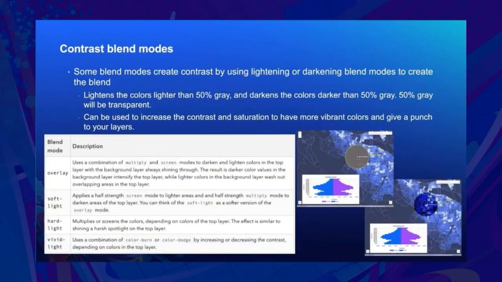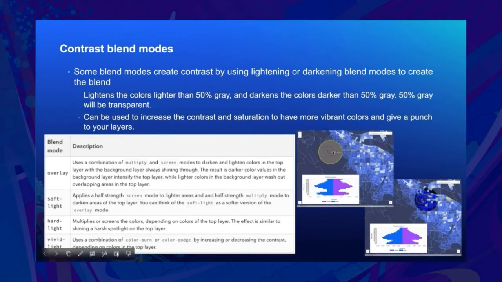So next, contrast blend modes. Contrast blend modes create contrast by both lightening the lighter areas and darkening the darker areas in the top layer by using the lightening or darkening blend modes we talked about so far. The contrast blend modes will lighten the colors lighter than 50% gray and darken the colors darker than 50% gray, and 50% gray will become transparent in the top layer.